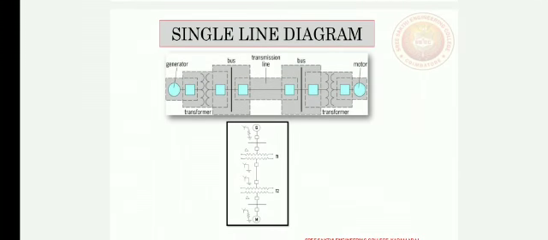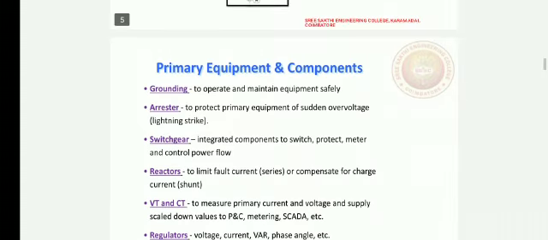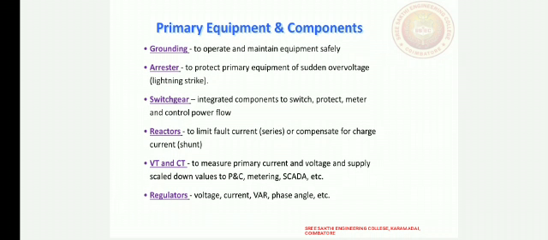The major parts of the above power system are shown in the single line diagram here. The major components are generator, step-up and step-down transformer, transmission line, buses and motor. Some of the primary equipment and components are grounding, arrestor, switchgear, reactors, voltage transformer and current transformer, and regulators.